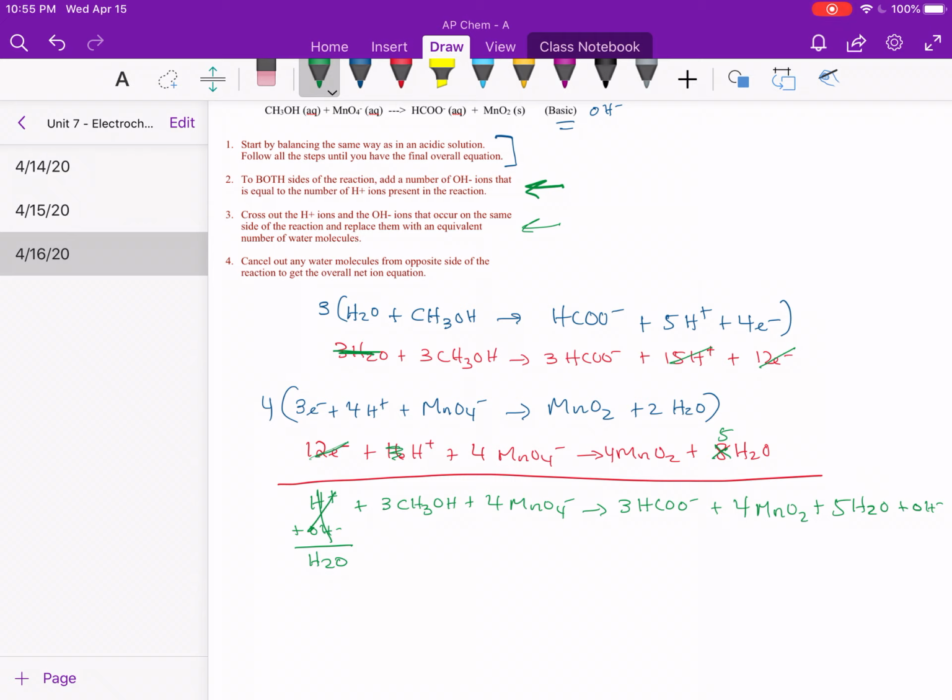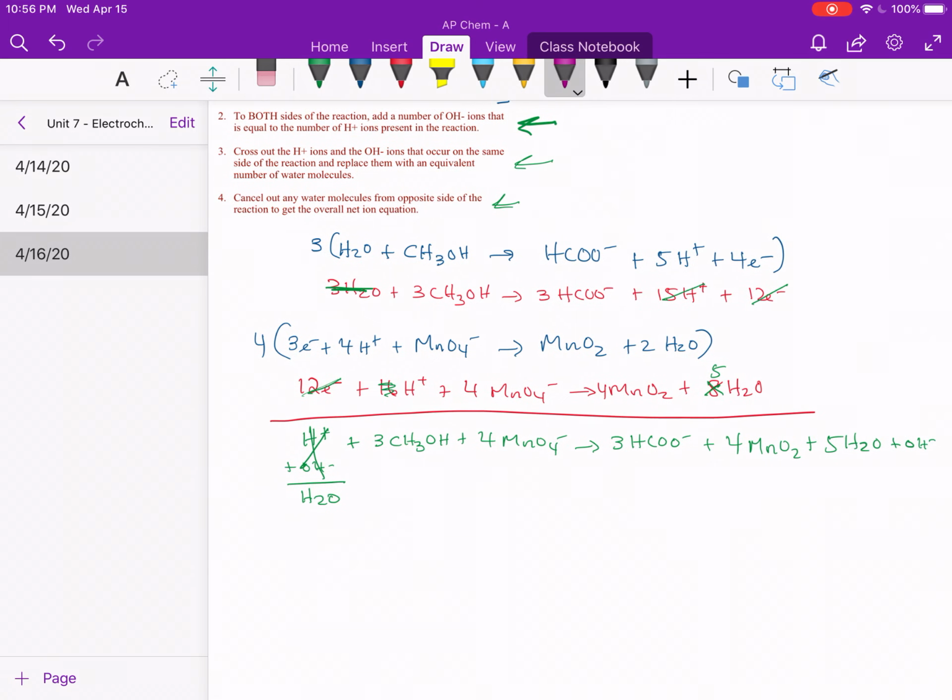I did that, and I can't do anything on the other side. And now finally, I'm going to cancel out any water molecules from opposite sides of the reaction to get the overall net, right? So that's the last thing I need to do, cancel. If I look here, I have that one H2O that I just formed here, and I had 5 over here, and that's going to become 4. And so what I need to be able to do then is to just rewrite this net ionic.